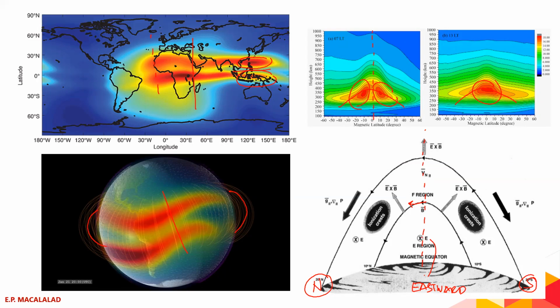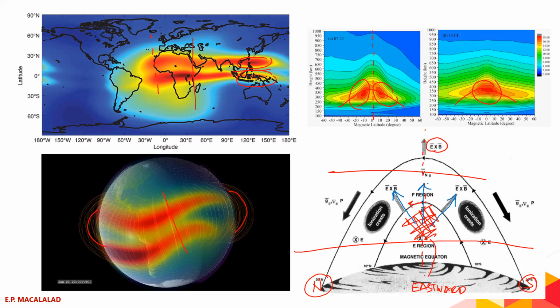Now, if we have an electric field perpendicular to the magnetic field, the plasma in this region will experience a drift, an E cross B drift. That E cross B drift will be upward. So the ionization here in the E region will drift upward. So that's your E cross B drift. It will drift this way and it will drift this way.